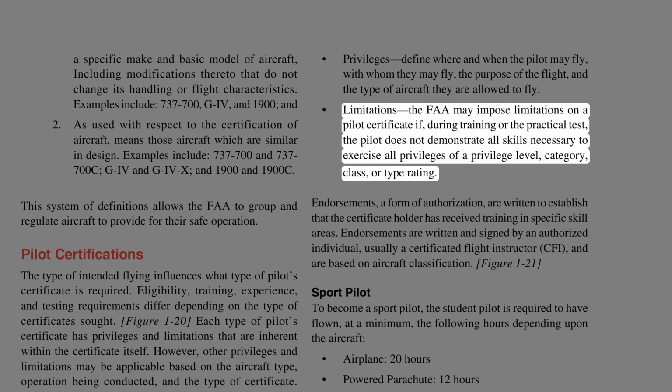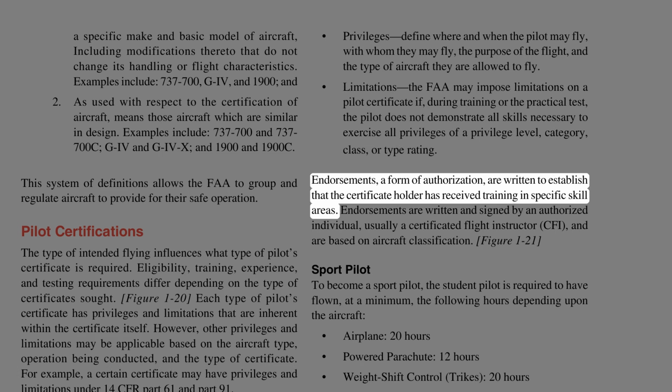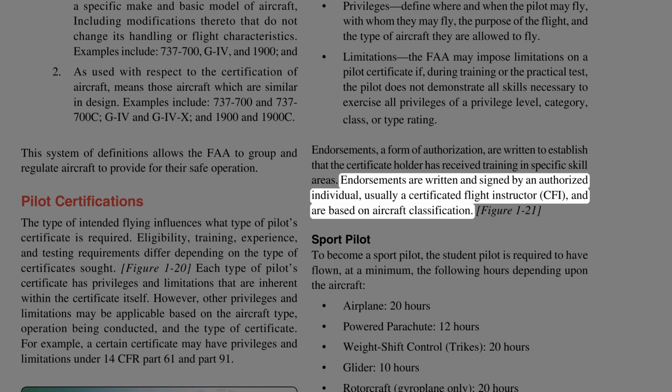Limitations. The FAA may impose limitations on a pilot certificate if, during training or the practical test, the pilot does not demonstrate all skills necessary to exercise all privileges of a privilege level, category, class, or type rating. Endorsements, a form of authorization, are written to establish that the certificate holder has received training in specific skill areas. Endorsements are written and signed by an authorized individual, usually a certificated flight instructor (CFI), and are based on aircraft classification.